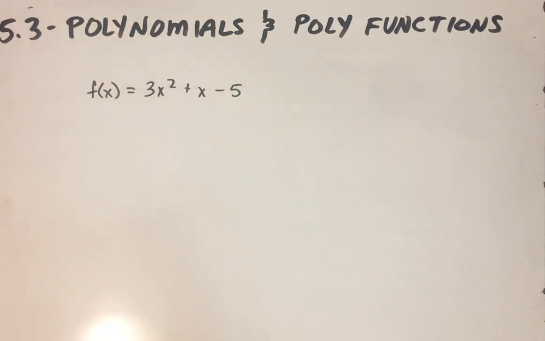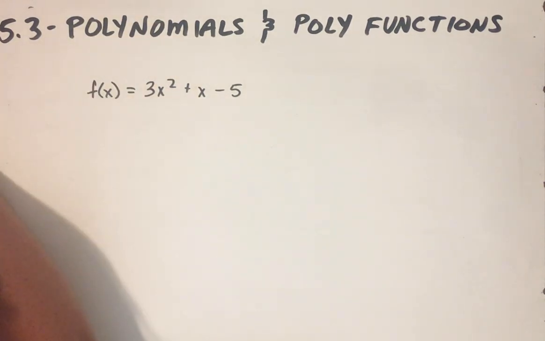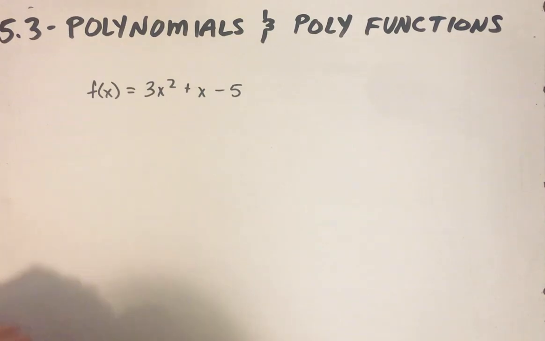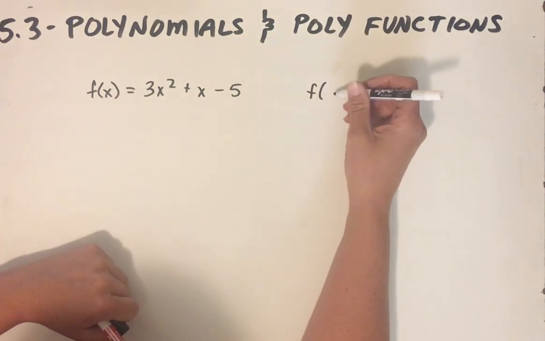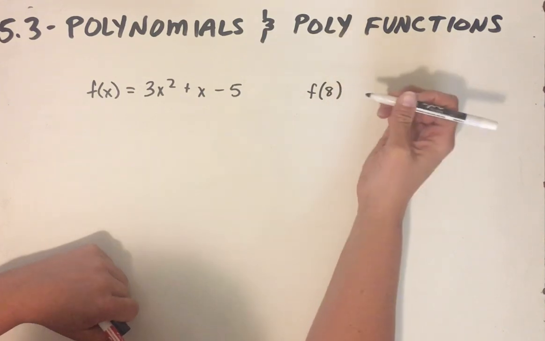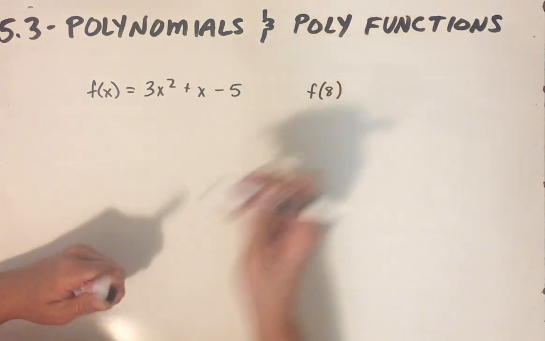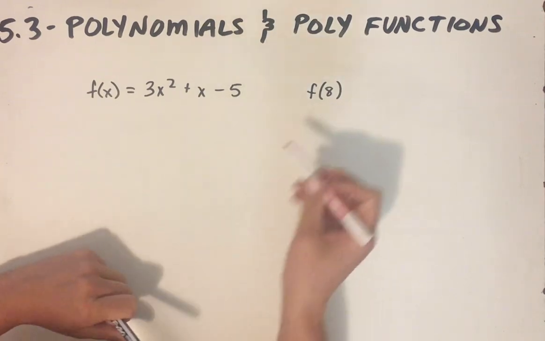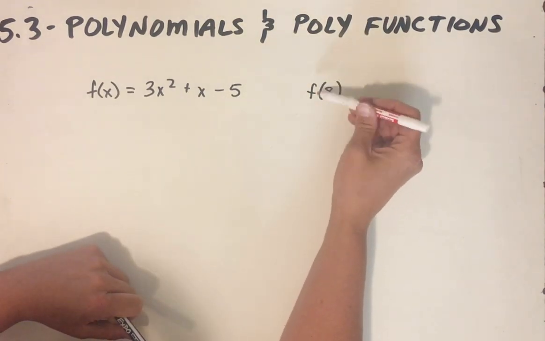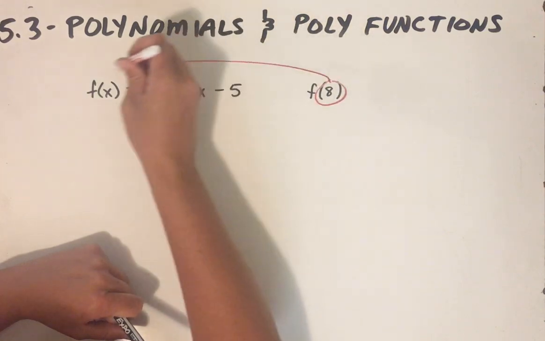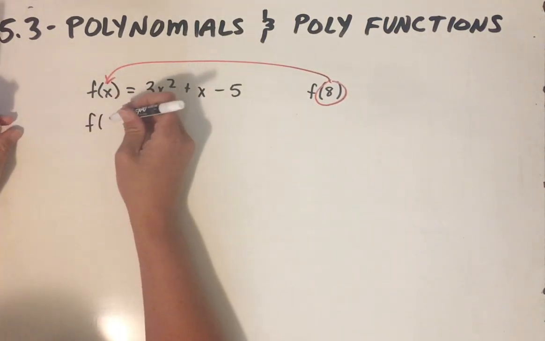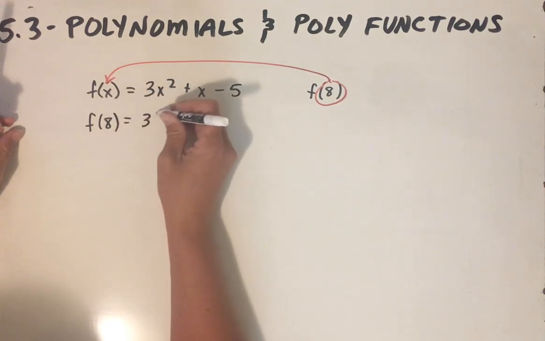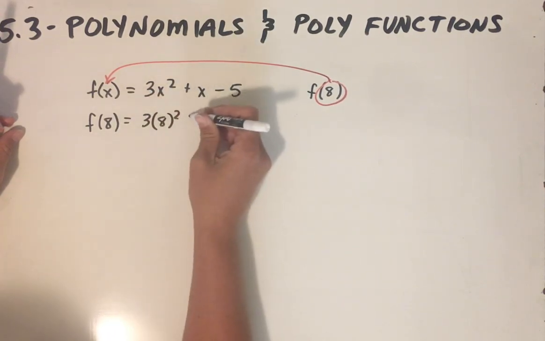Okay, so if I wanted to find the value of this polynomial function when x is, I don't know, let's say 8. The f of 8. Well, what does this notation here mean? Well, this literally means where you see x, put 8. So if I want to find the f of 8, then I'd write it like this. The f of 8 is equal to 3. Everywhere I see x, I'm putting 8.